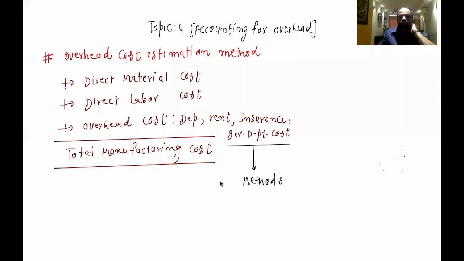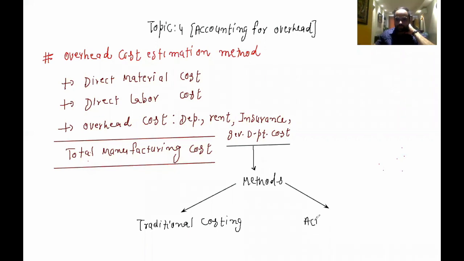Now, so we have our two methods to estimate overhead cost, right? So in these two methods, one and two. The first one is the traditional costing method. And the second one is ABC, which stands for activity-based costing. Activity-based costing, ABC, right? So we have two different methods to allocate overhead cost, all right?